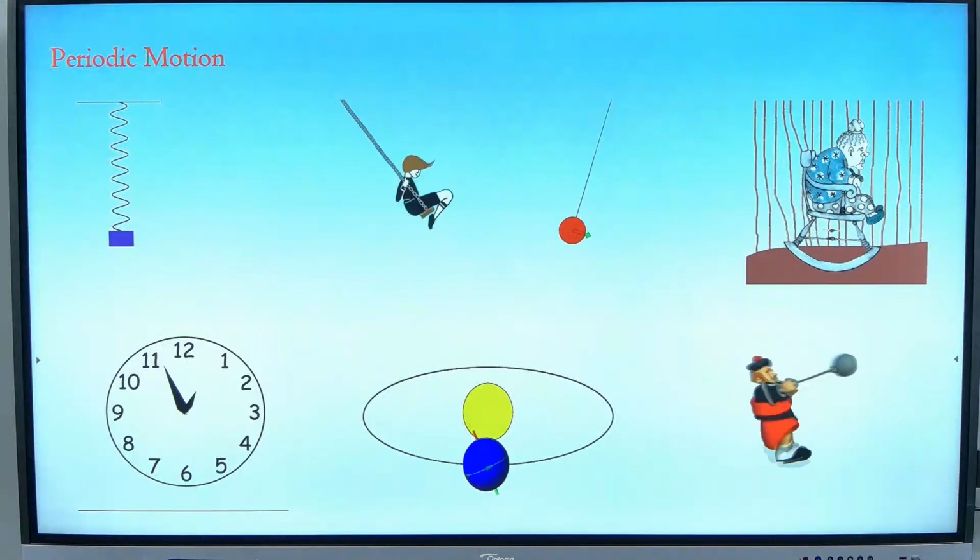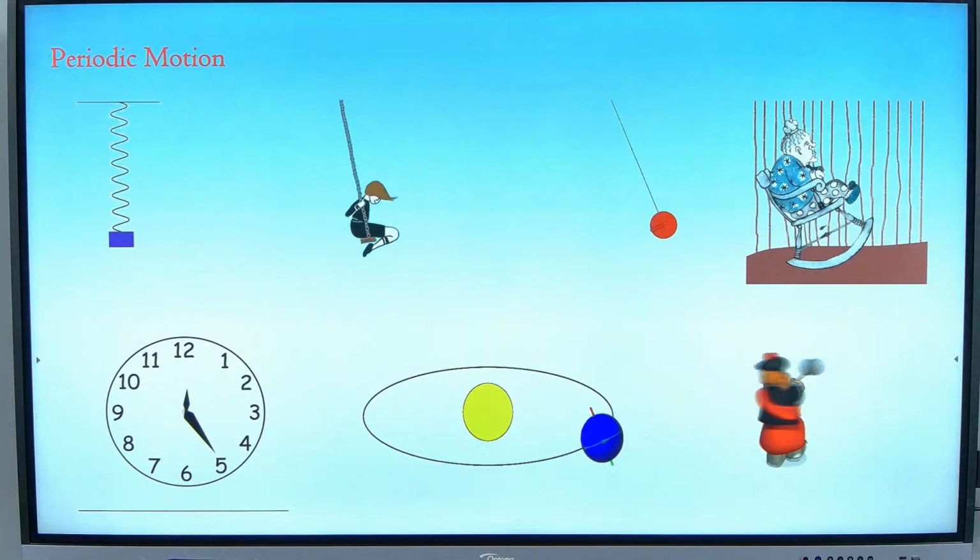Looks like shot put to me. Not shot put. What is that then? Some kind of dance.